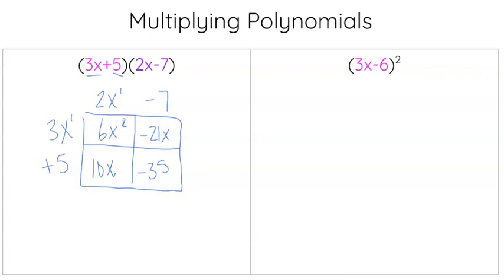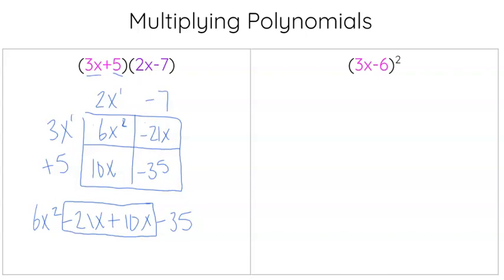Now, once we're here, we can write all these terms out. We have 6x squared minus 21x. 10x is positive, so plus 10x minus 35. Now, if I look here, I do have 2 terms that have the same variable, these 2 middle terms, my negative 21x and my positive 10x. Since those have the same variable, we need to combine them as one term. We combine our like terms.